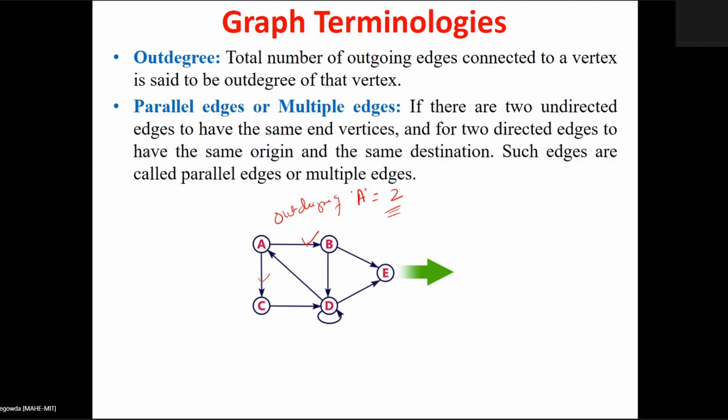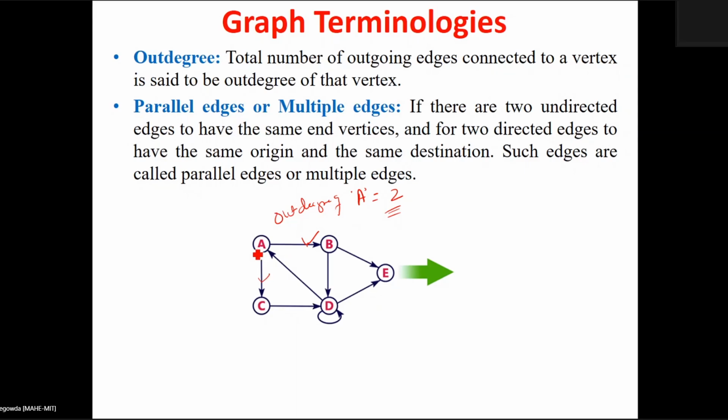Next, we have parallel edges or multiple edges. What exactly do we mean by parallel edges? For example, if there are two undirected edges that have the same end vertices, or two directed edges that have the same origin and the same destination, such edges are called parallel edges.